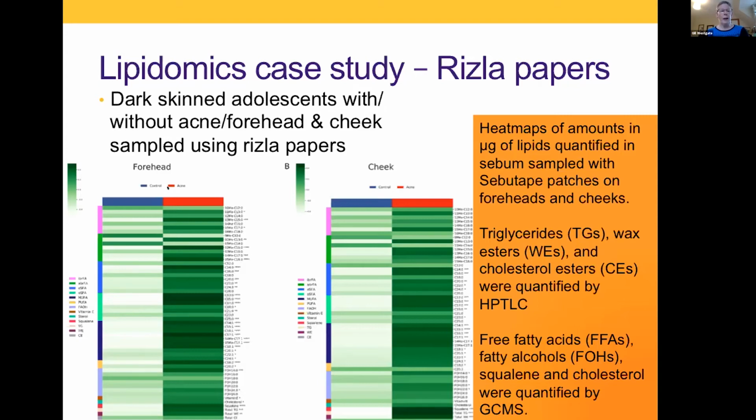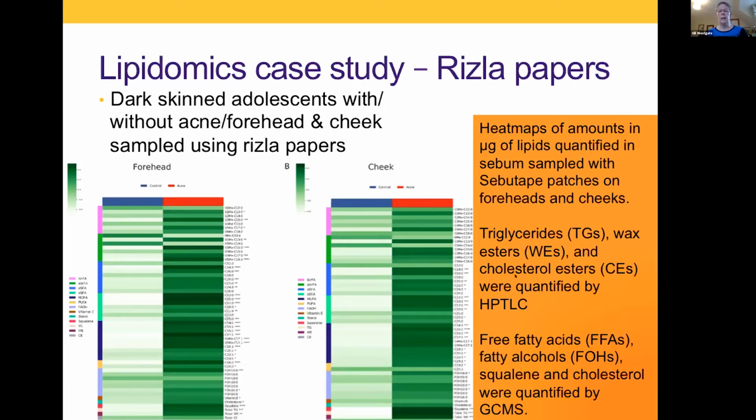the control and the acne, which is the blue and the red, show differences between obviously the control and the acne, and also differences between the cheek and the forehead. And this type of heat map is very commonly used to present large data sets to show pattern differences between, say, two body sites or two different conditions.